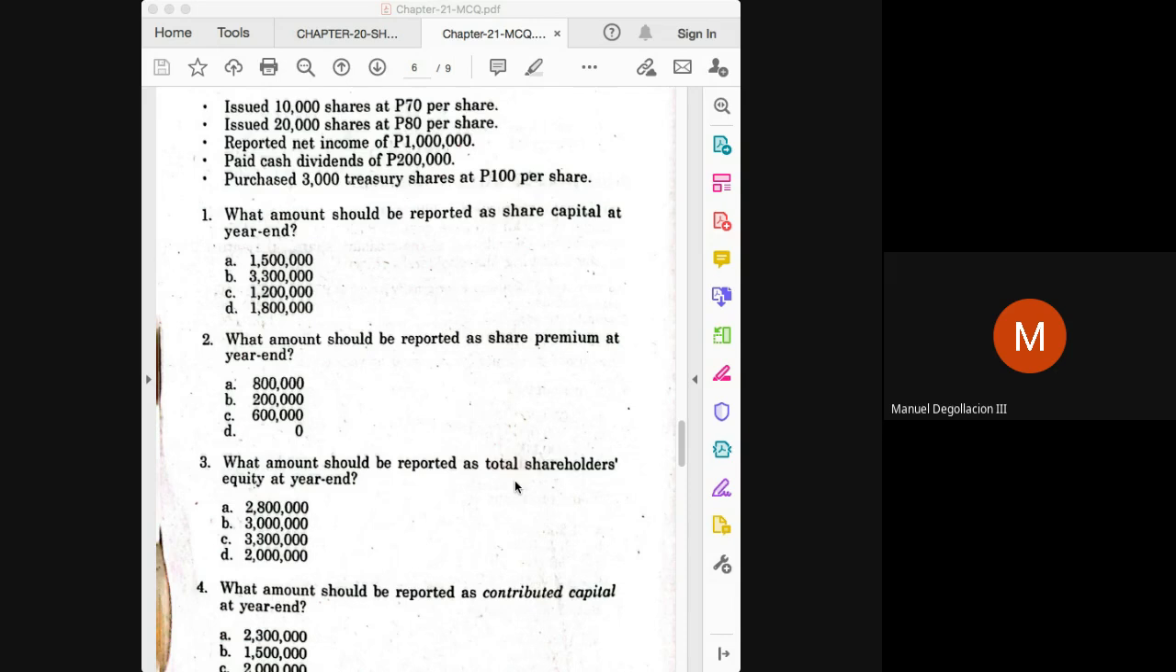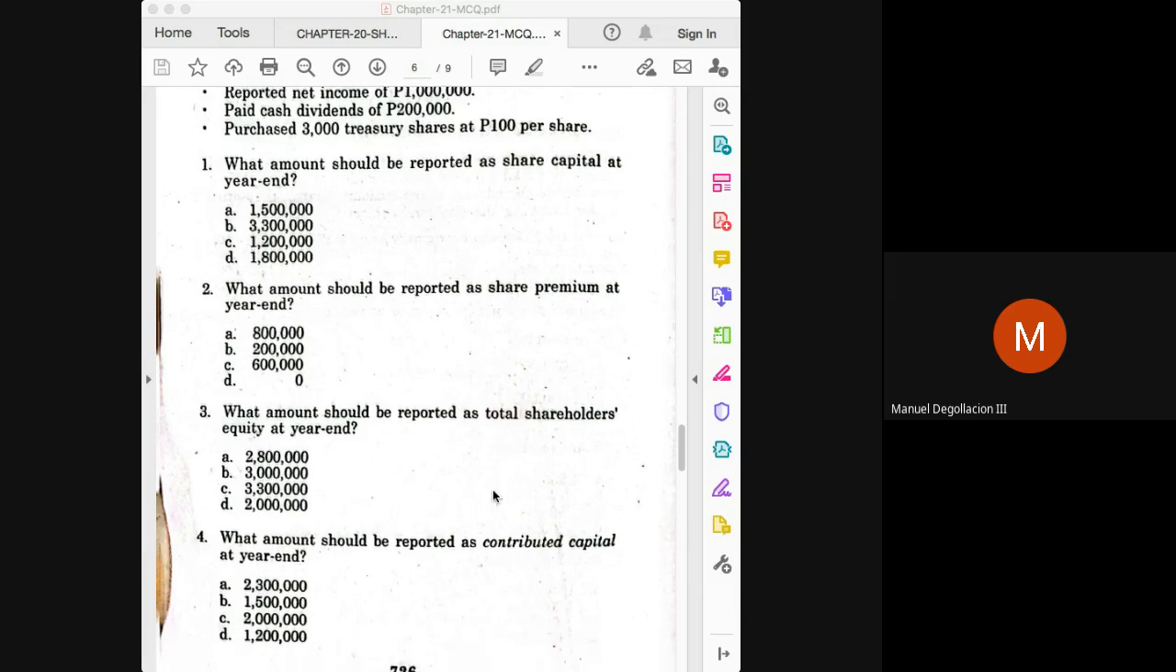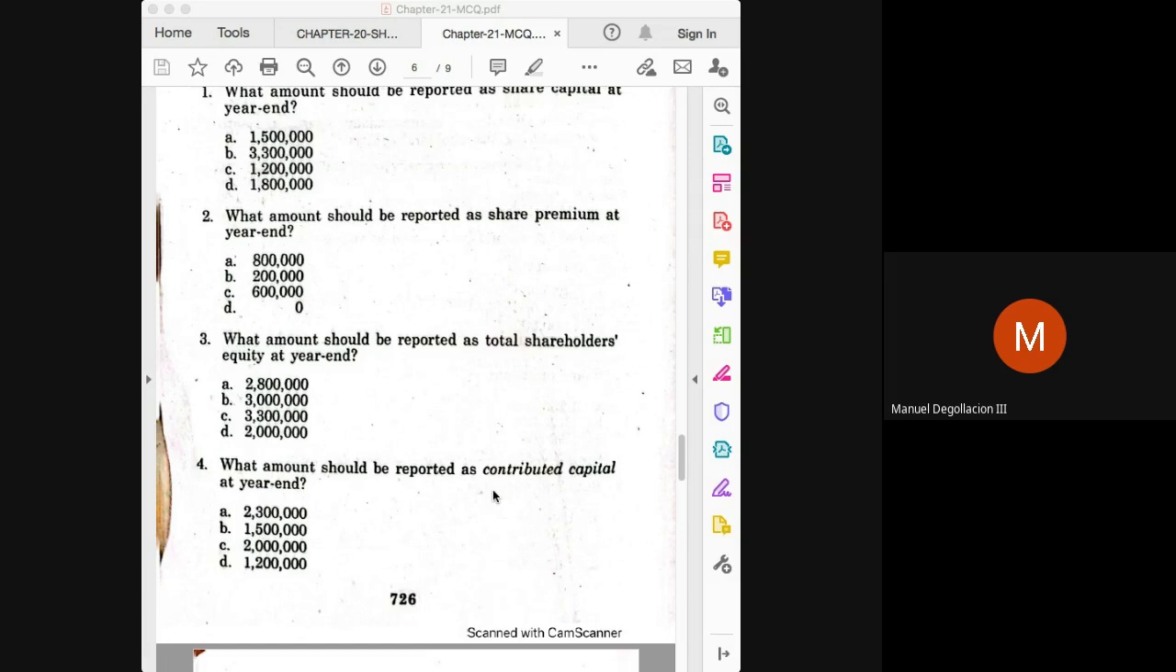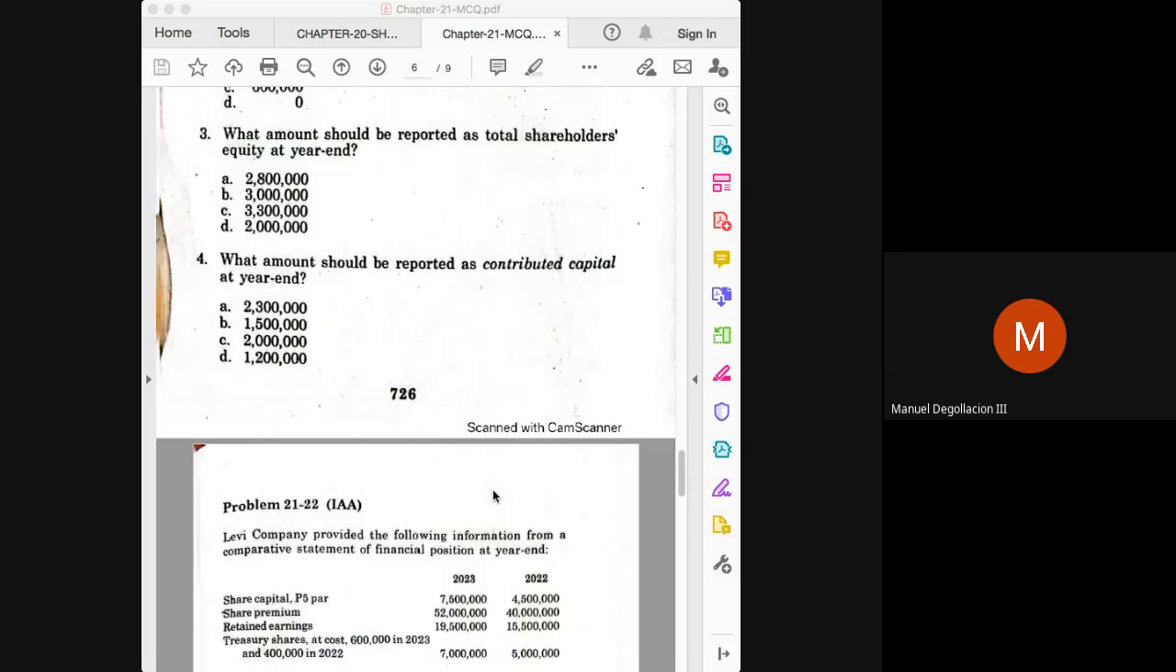Your treasury shares is a deduction to your total shareholders' equity. So your 3,100,000, the sum of your share capital, share premium, and retained earnings, deduct your treasury shares from the last bullet of 300,000. Your answer here should be 2,800,000. Okay. Last question: how much is your contributed capital? Again, your contributed capital would normally be your share capital and your share premium. Share capital was 1,500,000. Share premium is 800,000. That's why the answer here is 2,300,000.